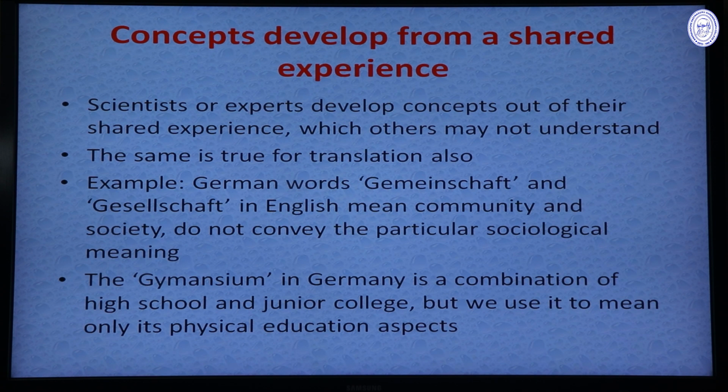We can see one example. Look, the German words Gemeinschaft and Gesellschaft. In English, they mean community and society. That means Gemeinschaft, the German word, refers to community, and the German word Gesellschaft refers to society. But the sense which these two terms cater to does not convey the particular sociological meaning when it is translated into English.